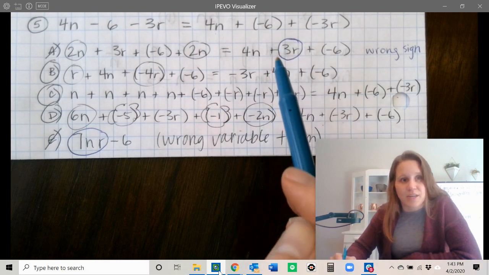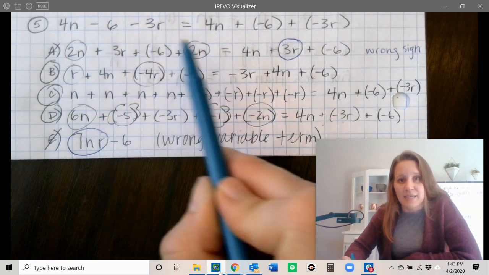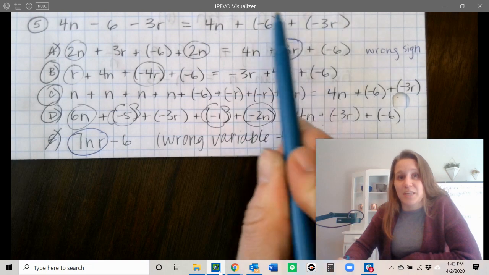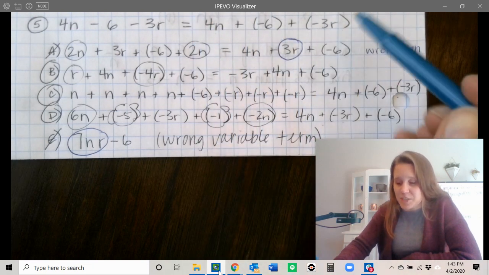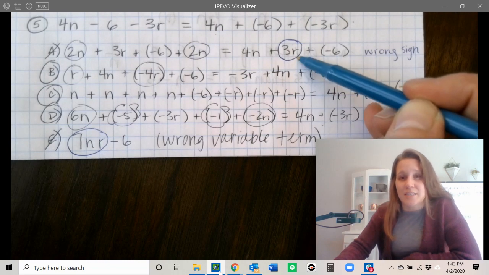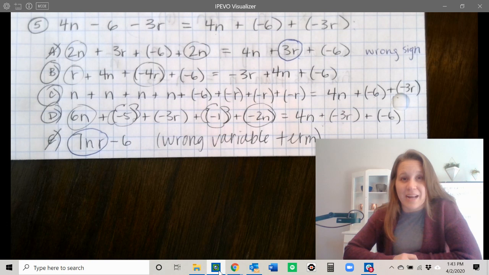This question tries to trick you, like in A, once you combine the like terms 2n and 2n, you get 4n plus 3r plus negative 6. It's really close to the original expression, which is right here, but this term, the 3r, has the wrong sign. It should be negative 3r because originally that 3r was being subtracted. So be super careful as you're checking there.